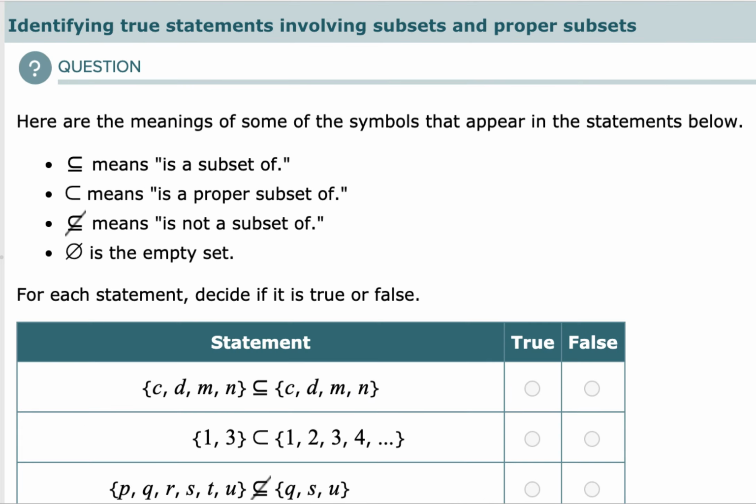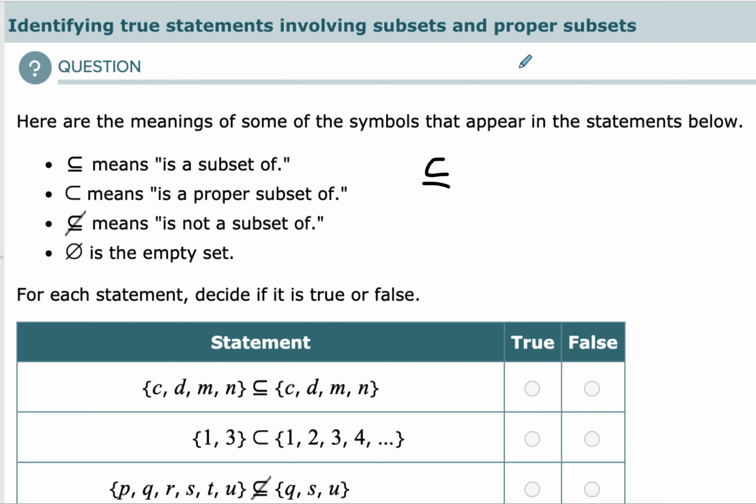All right, next one. Let me go back. It says identifying true statements involving subsets and proper subsets. All right, so if this is a point of contention for you, listen up. Whenever you see this symbol here that looks like a strange looking C with a line under it, it means that something is a subset of something else.